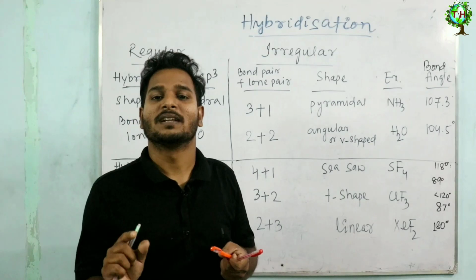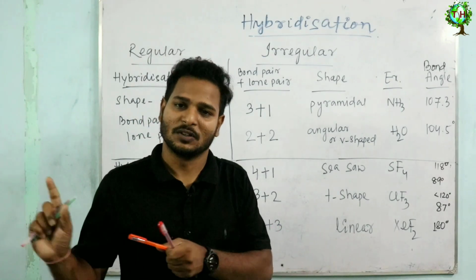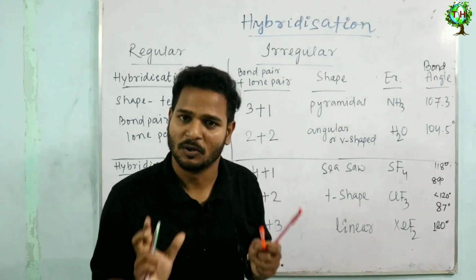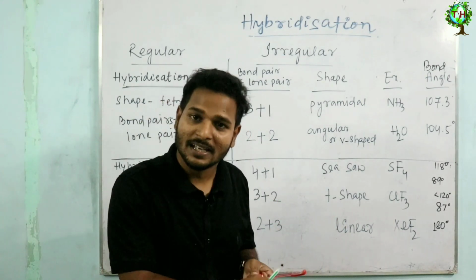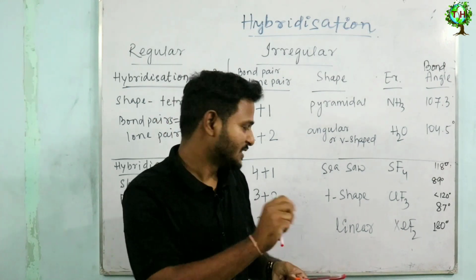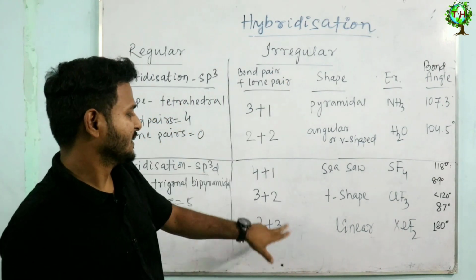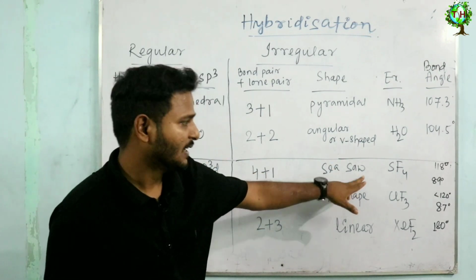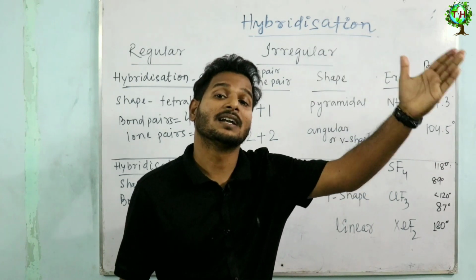Now I compare the irregular geometry with the regular geometry. 5 bond pairs, trigonal bipyramidal structure. When I insert a lone pair in place of a bond pair, there is a lone pair. As usual, 4 bond pairs, 1 lone pair. The shape is seesaw and the angle decreases from the ideal angle.